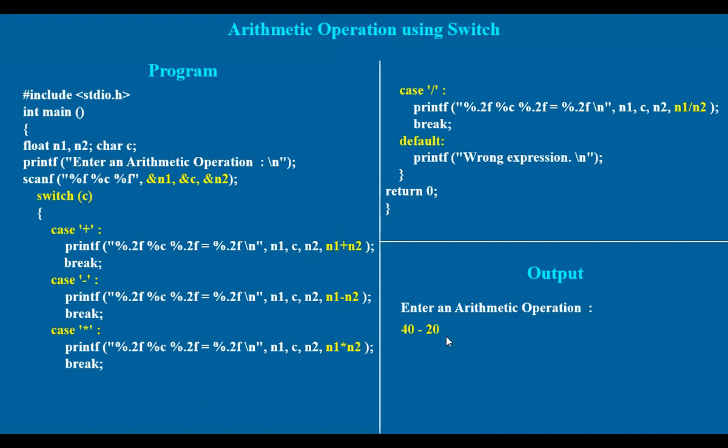40 minus 20, right? The value is 20. 20 into 25, multiplication, the value is given here as 500. And division, 200 by 12, right? That is 16.67. Now, instead of giving the symbols which we have written the program to perform, suppose something else is taken here.